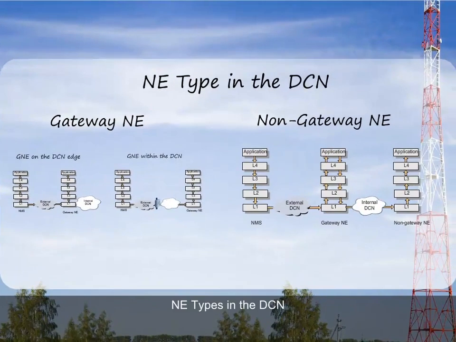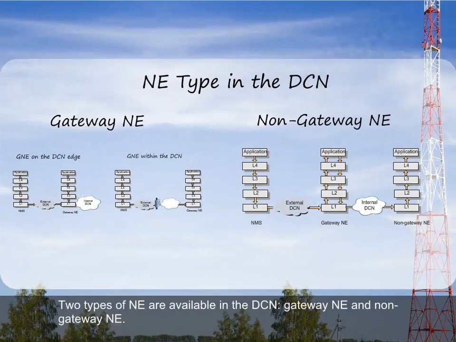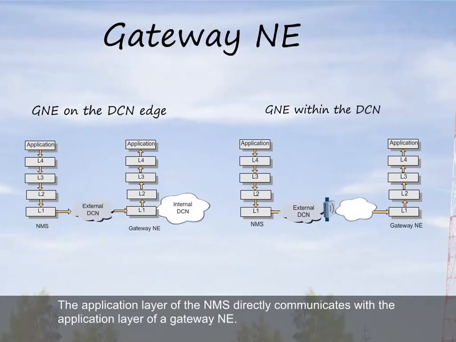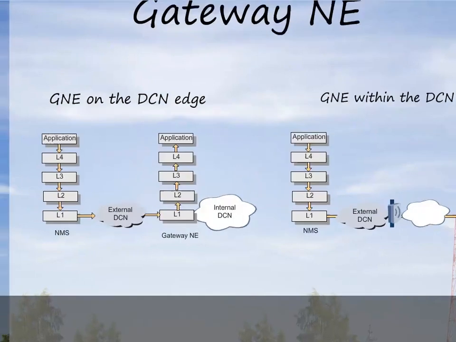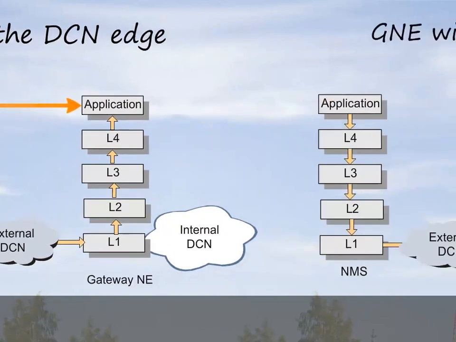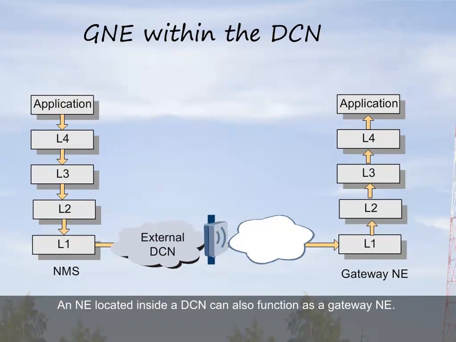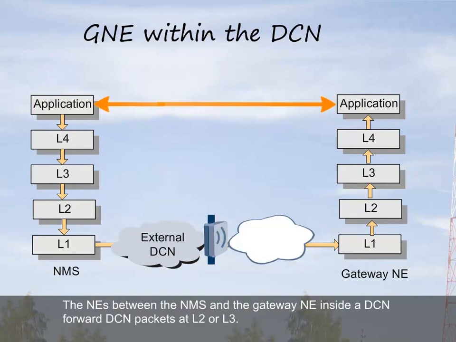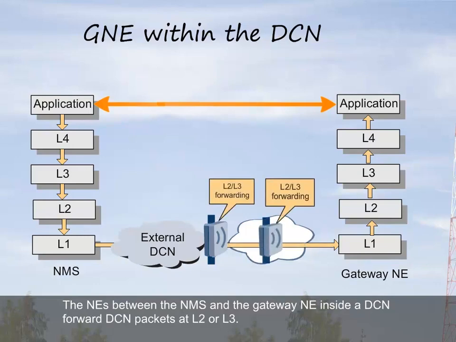NE types in the DCN. Two types of NE are available in the DCN: gateway NE and non-gateway NE. The application layer of the NMS directly communicates with the application layer of a gateway NE. Generally, an NE at the boundary of an internal DCN and external DCN is a gateway NE. An NE located inside a DCN can also function as a gateway NE. The NEs between the NMS and the gateway NE inside a DCN forward DCN packets at L2 or L3.